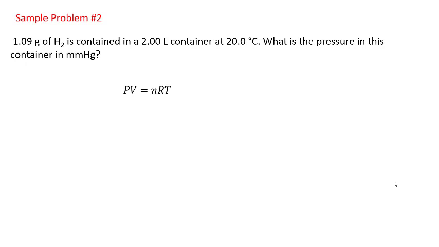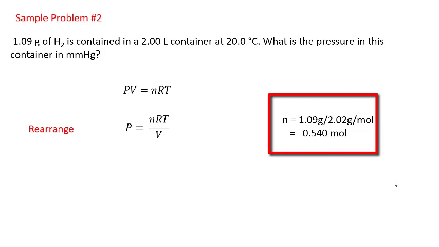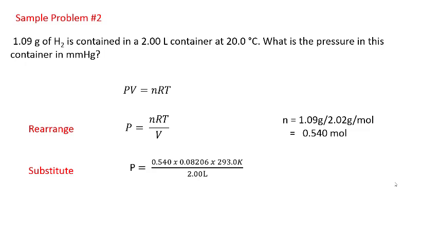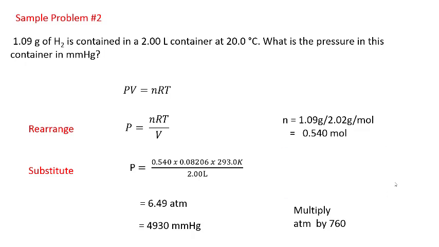Once again, we write down the ideal gas equation, but this time we must calculate n from the number of moles, and we work out 1.09 divided by 2.02, giving us 0.540 moles. We substitute this value into the equation, and again we're using the gas constant for atmospheres. We solve and we get an answer of 6.49 atmospheres. However, the problem asks the pressure to be given in millimeters of mercury. We multiply atmospheres by 760 to get the answer in millimeters of mercury. Once again, there are three significant figures.